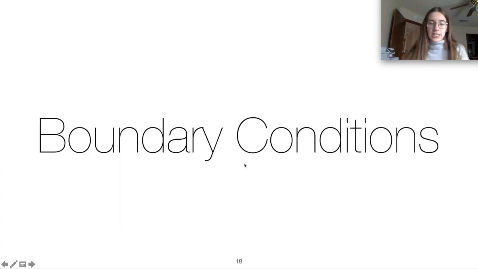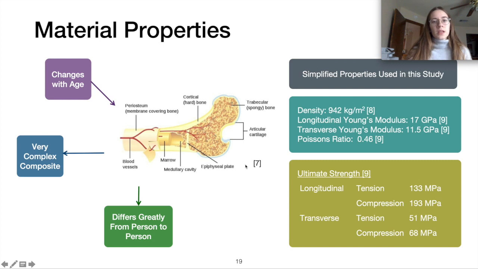So boundary conditions. The most important part when it comes to bones, and maybe the trickier part to nail down, is the material properties, because bones are very, very complex. They're very complex composites. They change with age. They differ from person to person. If you're male or you're female, your ethnicity, all of that can impact your bones and how they're built up.